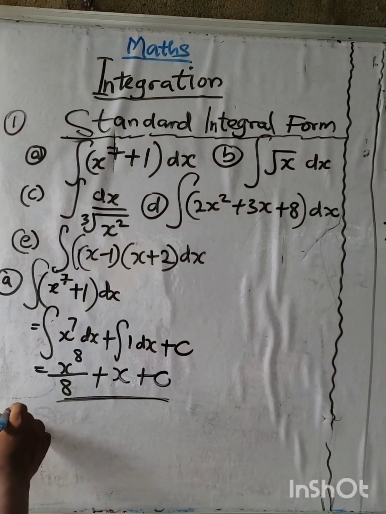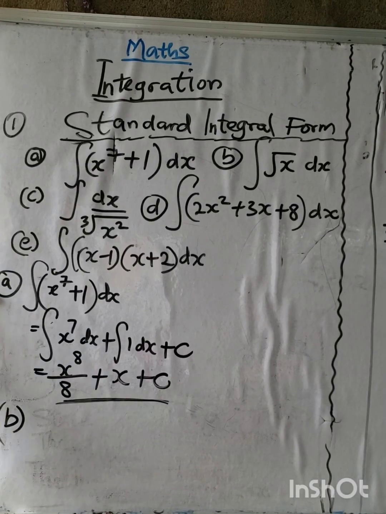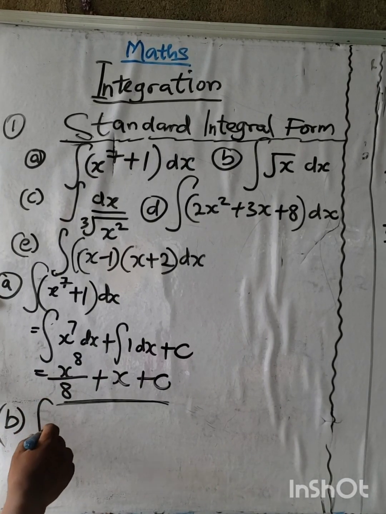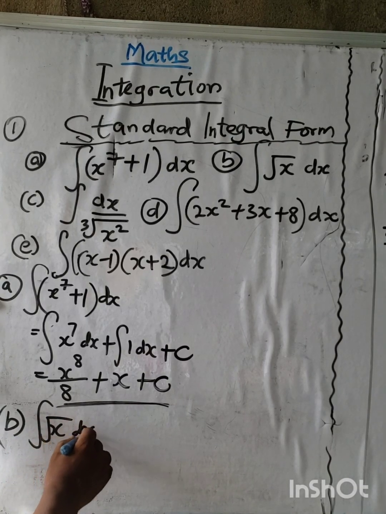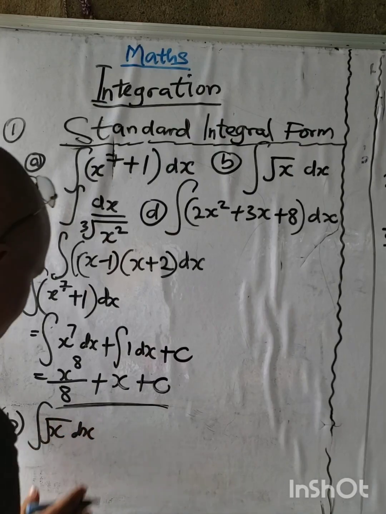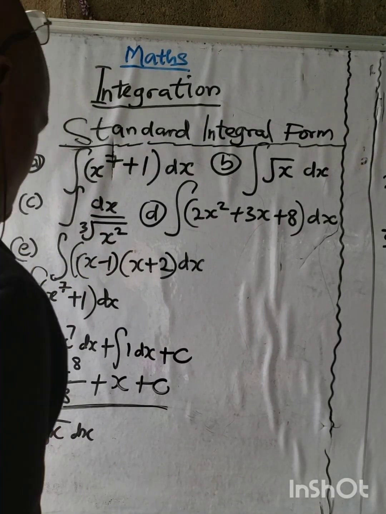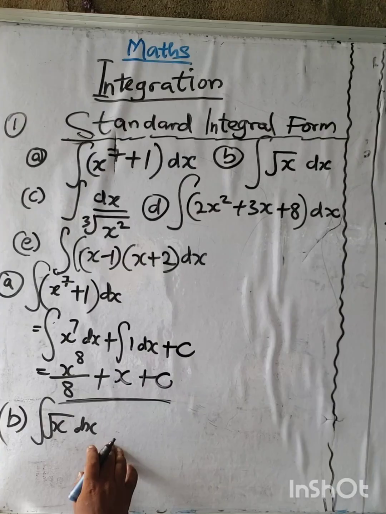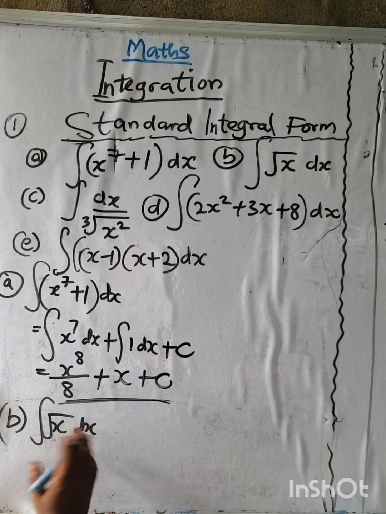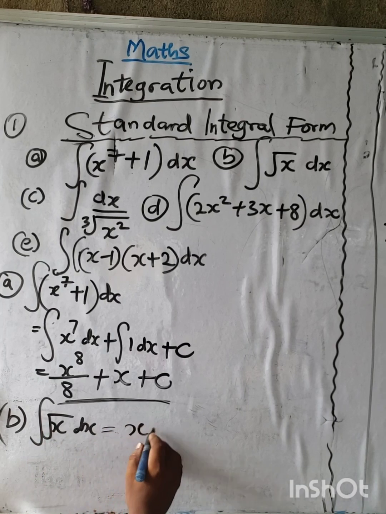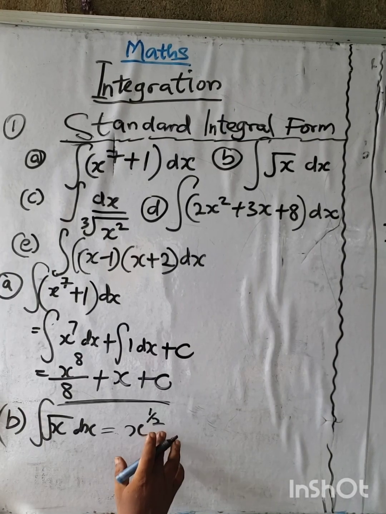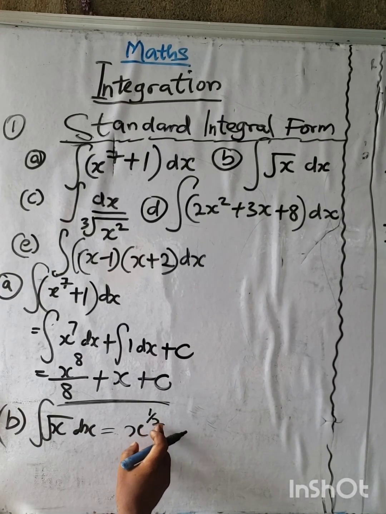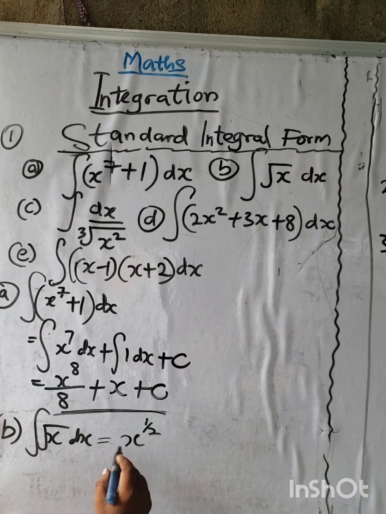Let us try B. B, the question is integration of root s like this. How do we solve this? Remember, before we can solve this, we need to convert this to where it was before. You know, before you can have root s, it means s raised to power half like this. When we have s raised to power half, therefore in indices this will be root s. That is why we have it like this.